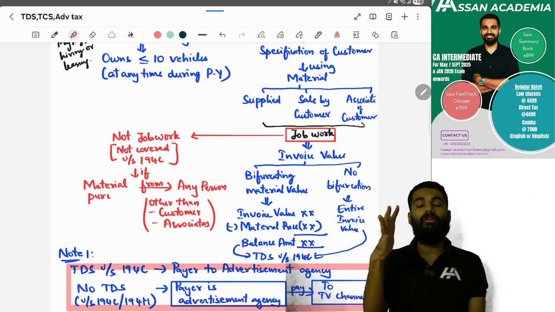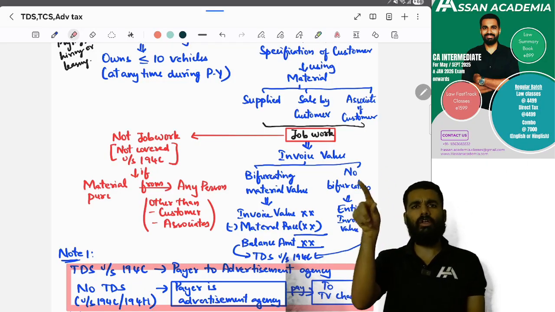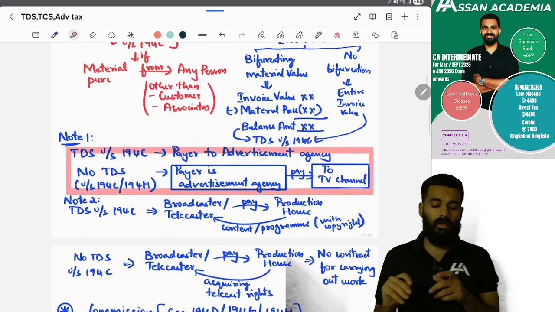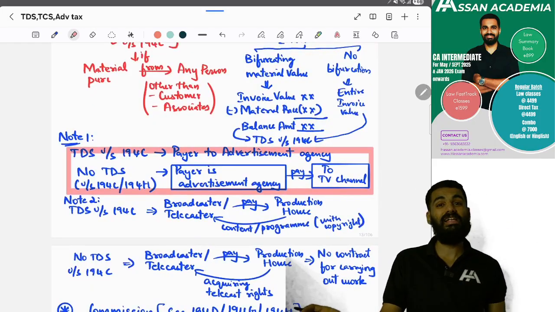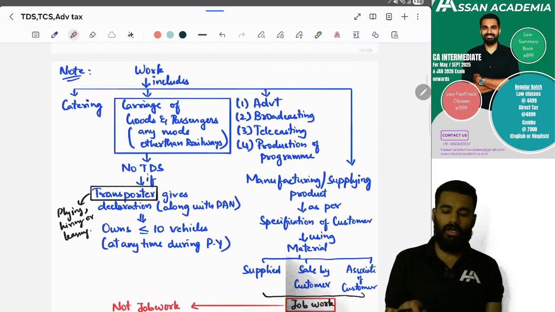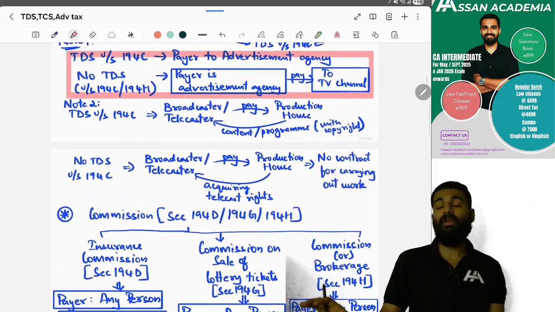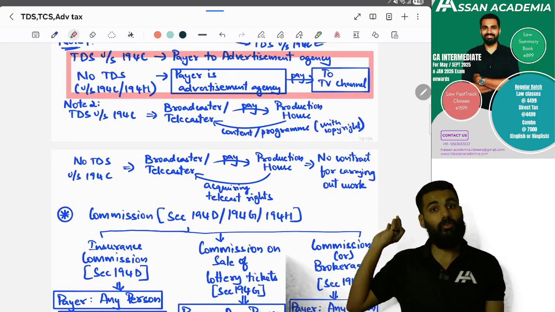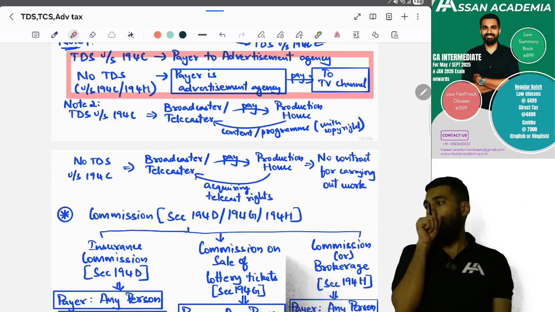Yes or no? If in the invoice there is no material bifurcation, then from the invoice value TDS can be deducted. Yes or no? Yes, sir. And the payer, if it is making payment to the advertisement agency, we saw that advertisement TDS has to be deducted. Yes or no? Yes. But if the advertisement agency is making payment to the TV channel, it is not considered as commission, so 194H will not be attracted, and 194C also will not be attracted.